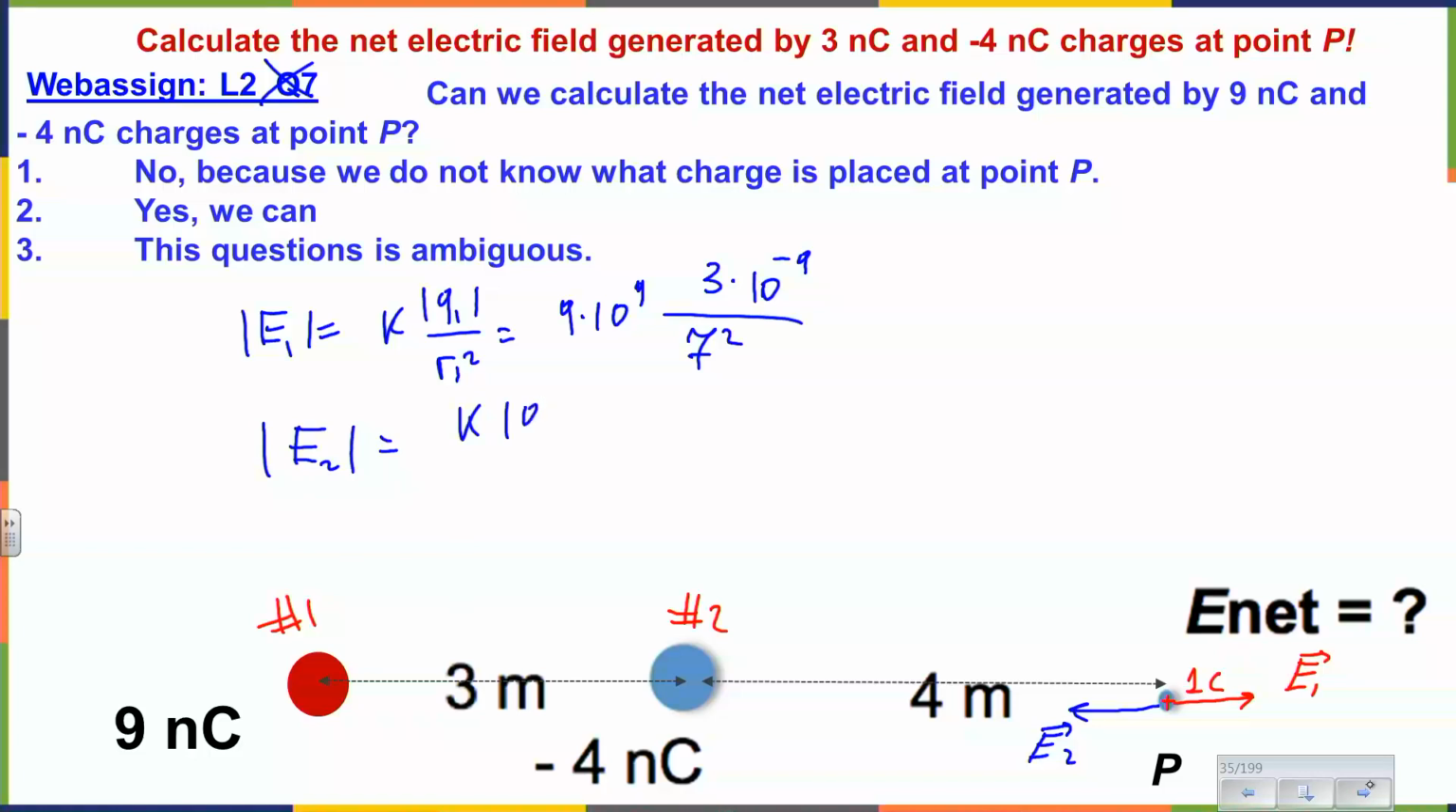K, magnitude of the second charge, distance number 2 squared. We are calculating magnitudes, it's very important. 9 times 10 to the 9th, 4 times 10 to the negative 9th. Distance from a source to the point, 4 meters squared.